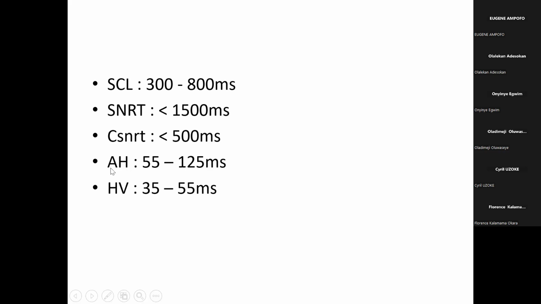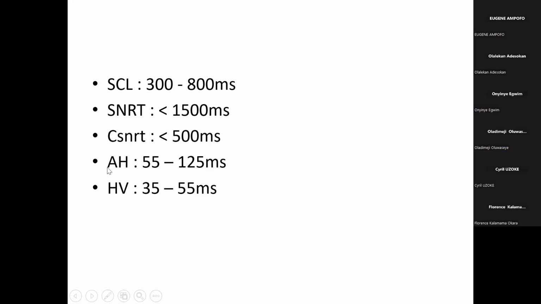Now, the next is the AH. AH simply is trying to test the property of the AV node. Both the AH and the HV are trying to test the property of the AV node, while the SA node recovery time is trying to test the property of the SA node, whether they are dysfunctional or not. The AH will test the AV nodal property and help us tell if the AV node is dysfunctional, especially in patients that have complete heart block or second degree AV block. All these time intervals will be long.